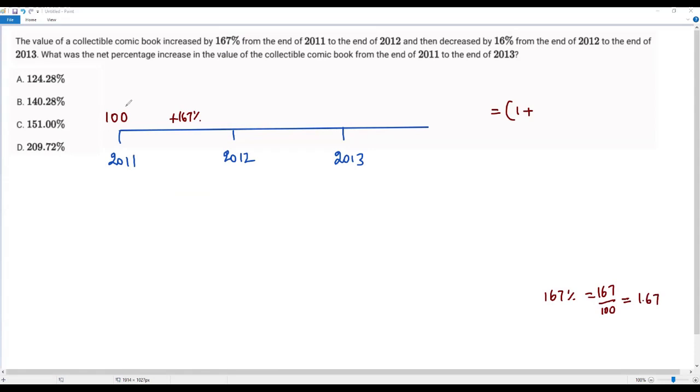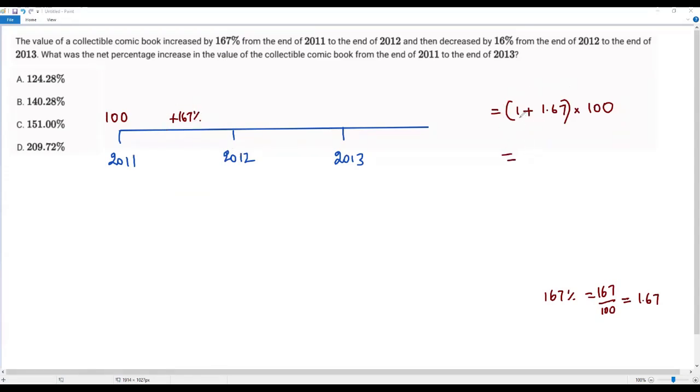So whenever a particular value is increased by some percentage, to get the value after the increment, we have to take 1 and add the percent converted to decimal, and it has to be multiplied by the original value, that is 100. Since it is increased, we use addition over here. In case we decrease, we have to use subtraction. Okay, now this is the number of comic books at the end of 2012, that is after the 167% increase.